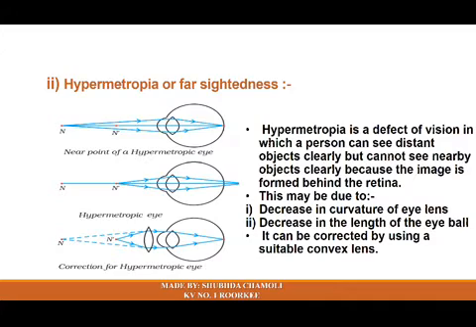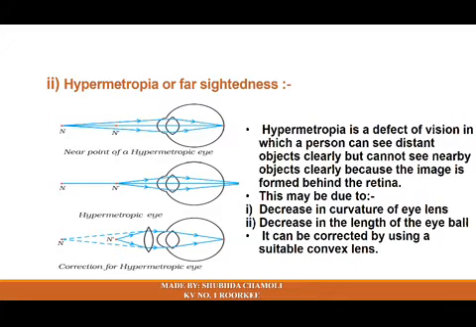Next defect of vision is hypermetropia or farsightedness. So, hypermetropia is a defect of vision in which a person can see distant objects clearly but is unable to see the nearby objects clearly. And this happens because the image is formed behind the retina in case of hypermetropia. As you can see in the diagram, the second figure shows that the image is forming behind the retina.